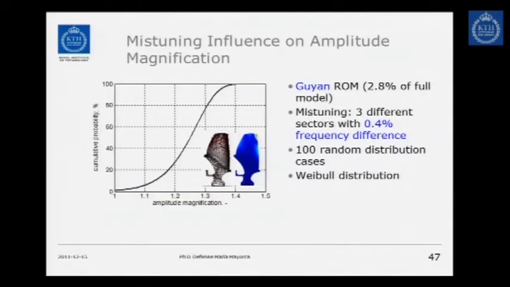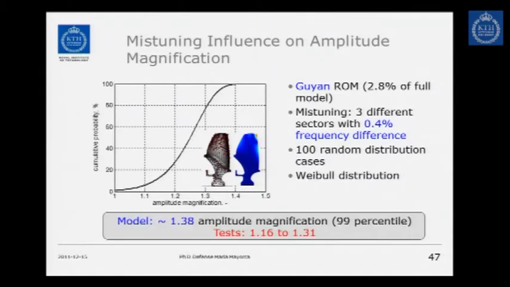Another analysis is a mistuning analysis on the amplitude magnification. This has no aerodynamic coupling, only the structure is here. We use a reduced model there. Then we import into Aroma 3 different sectors and combine them into 100 random distribution cases. And then we achieve a frequency difference of 0.4%, which was measured in the test. Doing such an analysis, we can get an amplitude magnification of 1.38 at the 99% confidence level, let's say. And in the test, the values were 1.16 or 1.35.